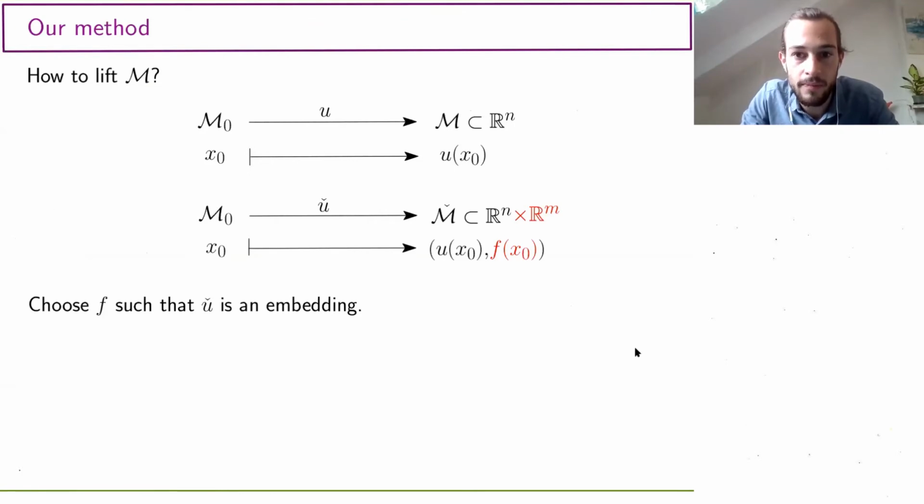So to lift M, here we have the immersion U, which takes M0 onto M in the Euclidean space. We will define a map U check, which goes from M0 to this lifted space. Here I add a component R to the M, and we will endow each point of the immersion with another component. And the idea here is to choose F such that our map U check is an embedding. So we will obtain a submanifold here, which is homeomorphic to the initial manifold.